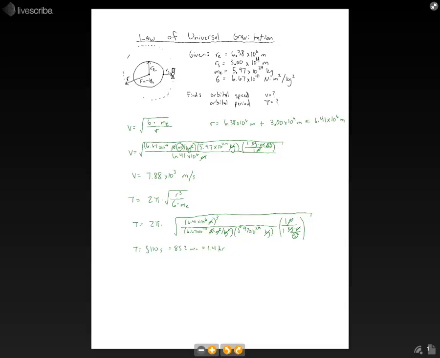So as you can see, the law of universal gravitation helps us be able to calculate different things, which includes orbital speed and orbital period.